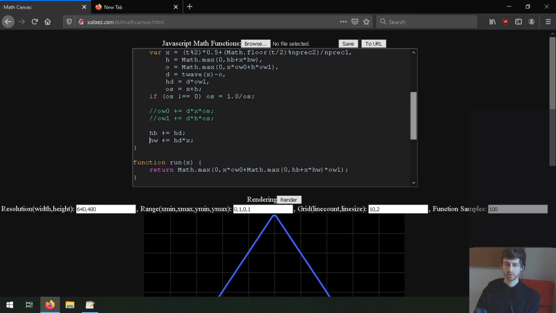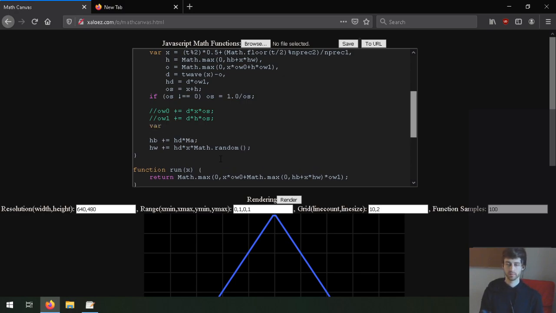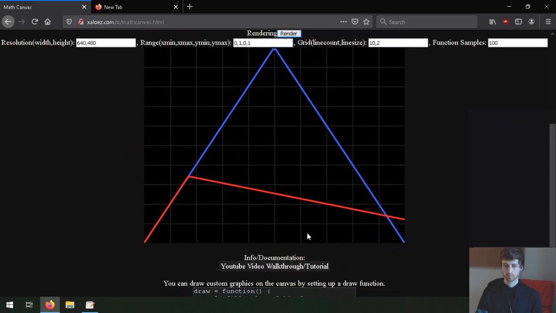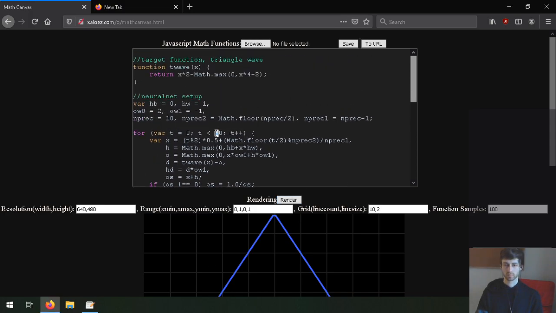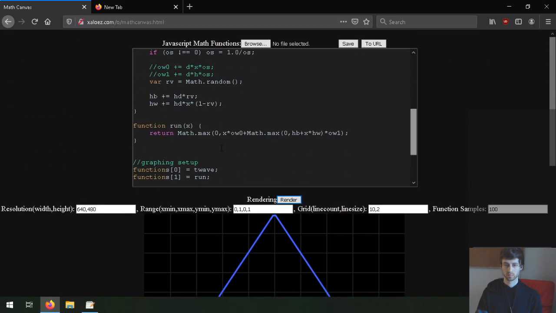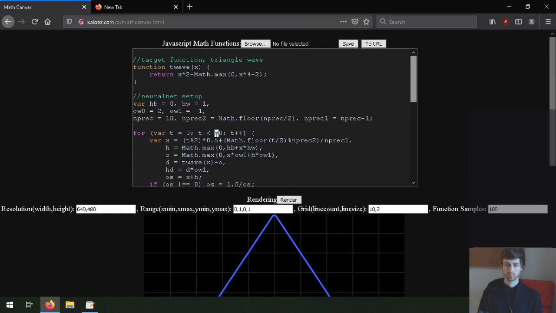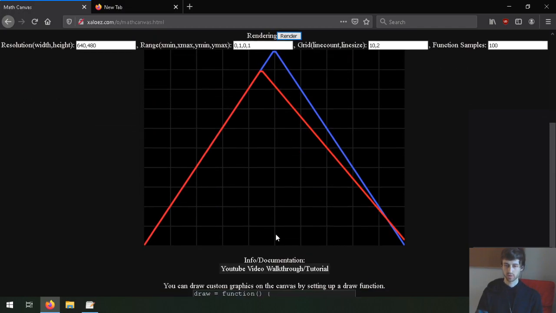I think maybe what I should be trying to do is actually train the bias and the weight separately. Like if I just multiply them by random values... I have to do normalized random values, so what I'm going to do is this. No, I think that just made it train slower.